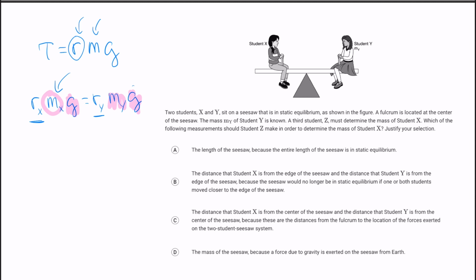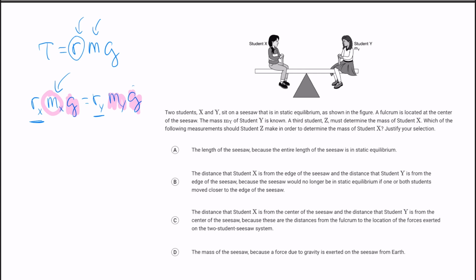A: the length of the seesaw, because the entire length of the seesaw is in static equilibrium. Okay, if we knew the entire length of the seesaw, that'd be great, but that doesn't necessarily mean that we know how far each student is from the axis of rotation. So that by itself doesn't help us enough. B says the distance that student X is from the edge of the seesaw and the distance that student Y is from the edge of the seesaw, because the seesaw would no longer be in static equilibrium. Now, oddly enough, A and B together would help us, but either of them by themselves don't tell us how far each student is from the axis of rotation.